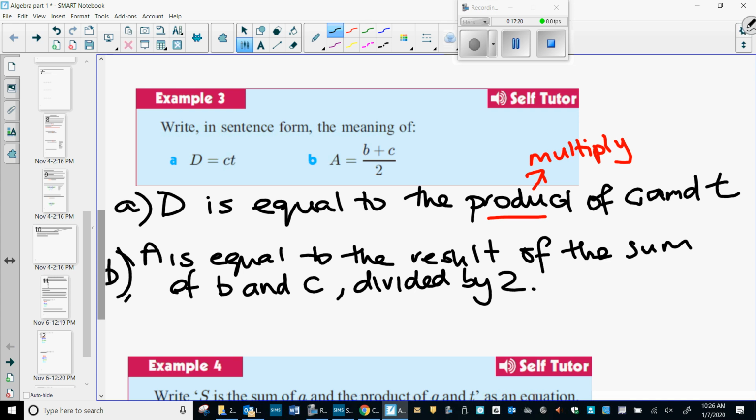Are there different words for the power of 5? No, you would just say to the power of 5.